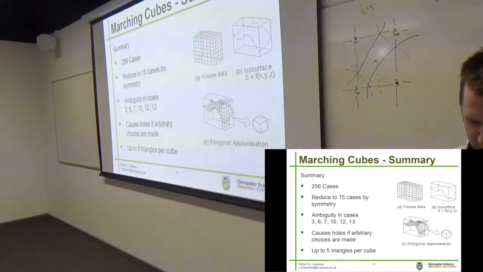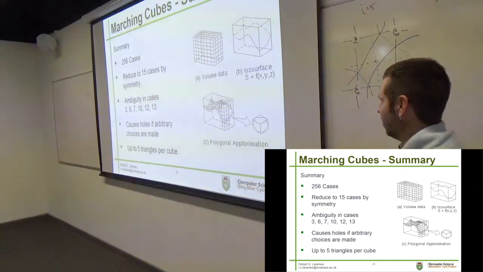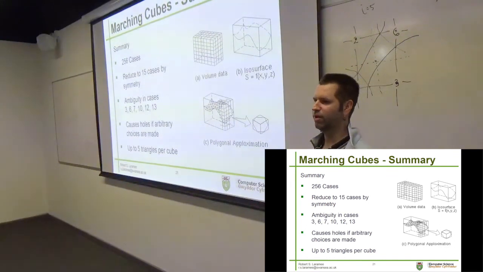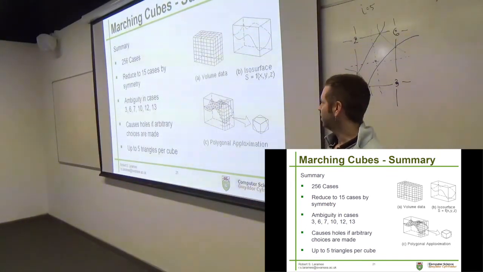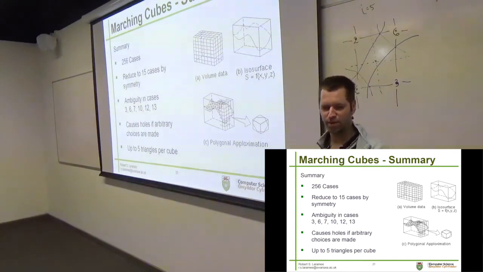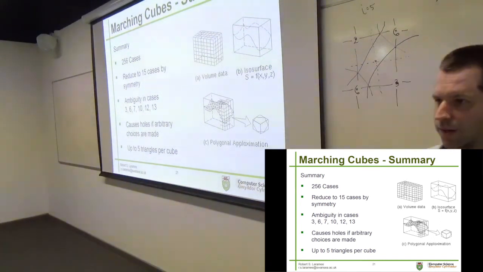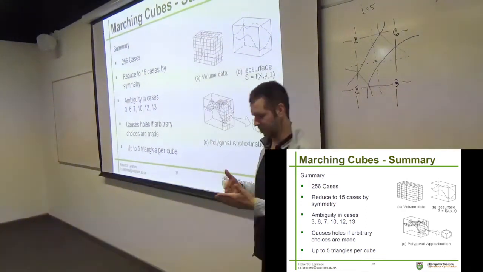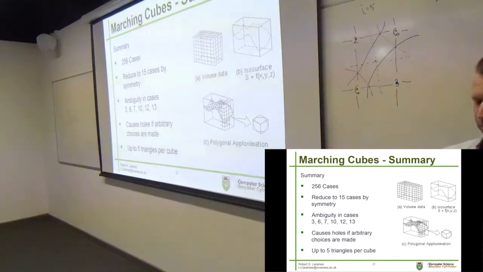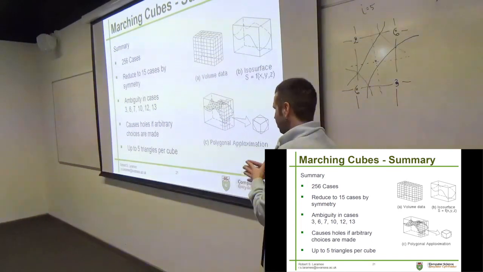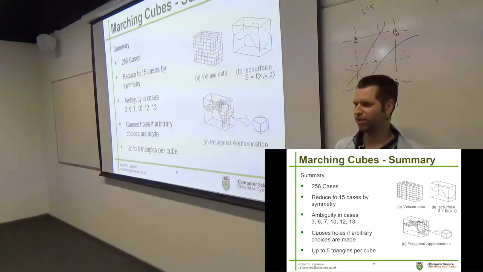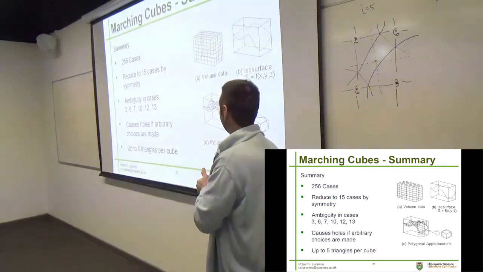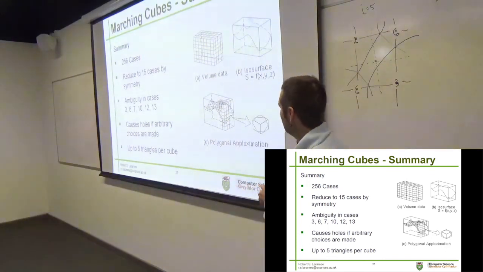Okay, so this is kind of the summary. It's a very, very popular algorithm. It is used in commercial software. It's used in hospitals. It's used all over the world. It assumes that there are only 256 ways in which a surface can pass through a cube. Since we know that's true, so to speak, with the given data resolution, we can reduce that to 15 base unique cases using symmetry.